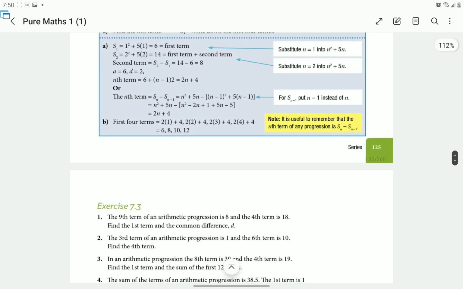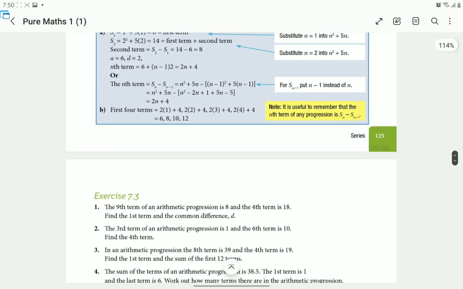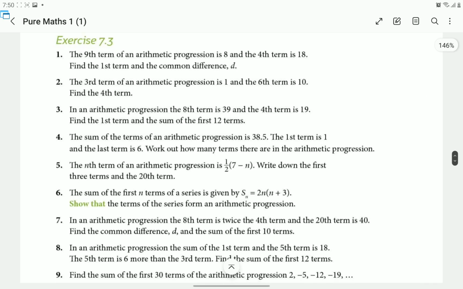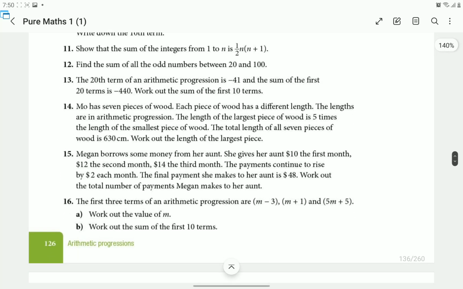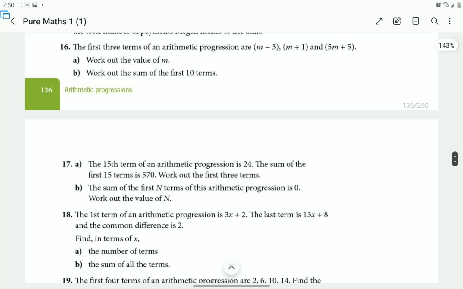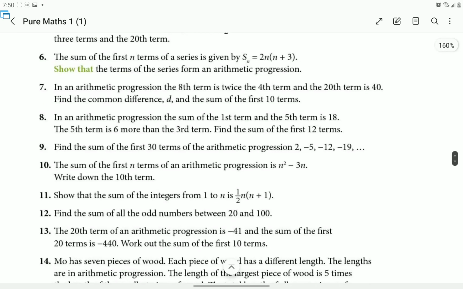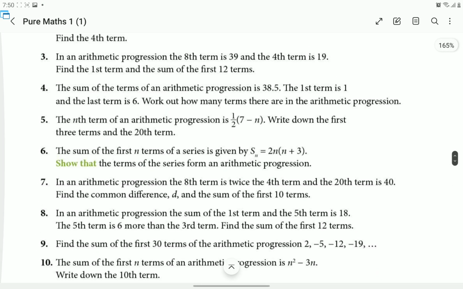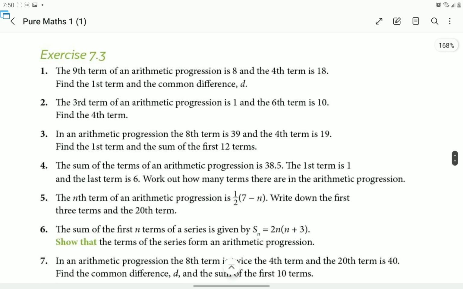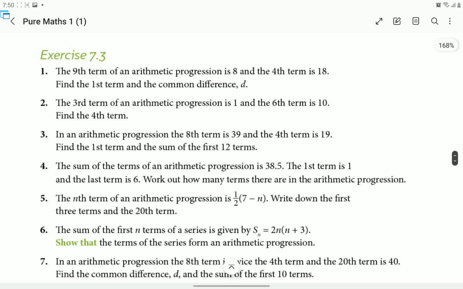Okay. So let's go to this one. Guys, you try to answer the 7.3 so you would be able to get used to the problem. The ninth term of the arithmetic progression is 8, the fourth term is 18. Find the first term and the common difference.